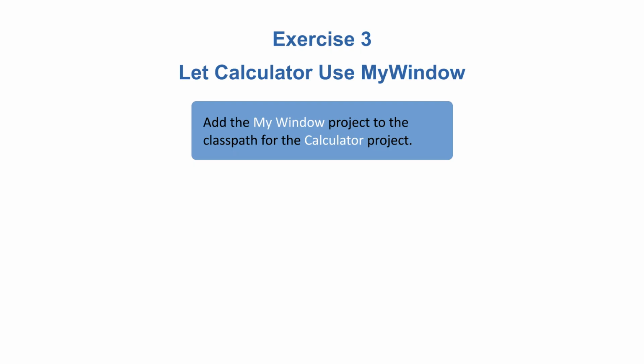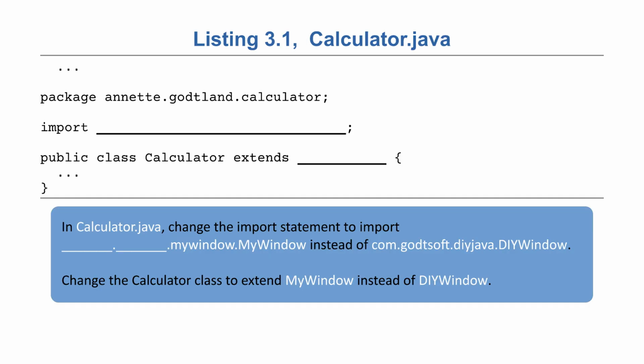Exercise 3. Let calculator use MyWindow. First, add the MyWindow project to the class path for the calculator project. Hint: right-click on the calculator project and select Build Path, Configure Build Path, Projects, Class Path, Add, MyWindow. Next, in calculator.java, change the import statement to import your MyWindow class instead of the DIYWindow class. And change the calculator class to extend MyWindow instead of DIYWindow.